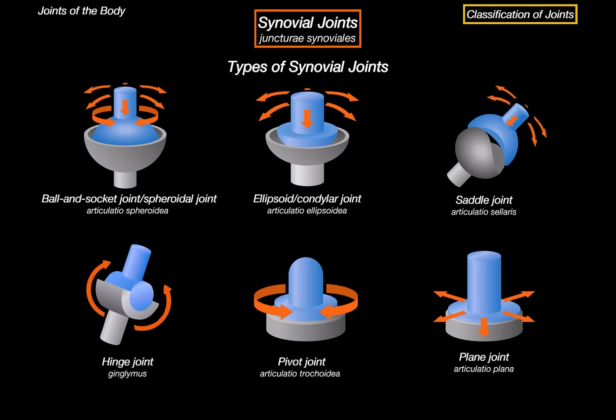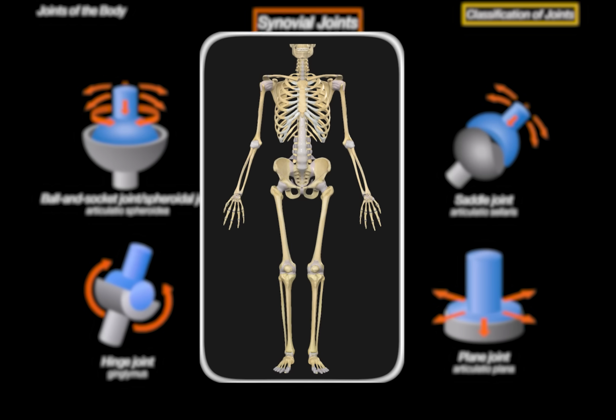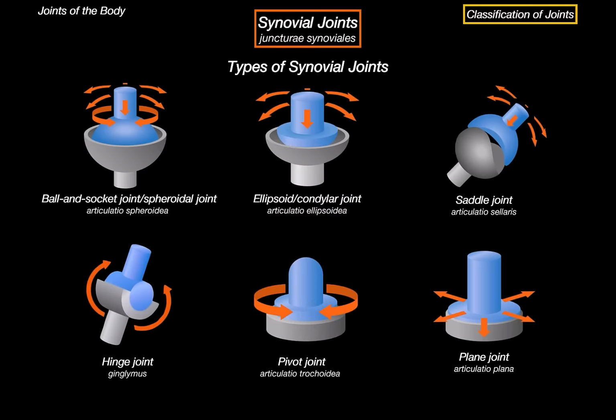And finally, the plane joint. This one has flat articular surfaces that glide past each other in small gliding movements. You will find these in the acromioclavicular joints, intercarpal joints of the wrist, intertarsal joints of the foot, and the facet joints of the vertebrae, or the zygapophyseal joints. While they don't allow much movement individually, when combined, like in the vertebral column, they contribute to flexibility and movement.